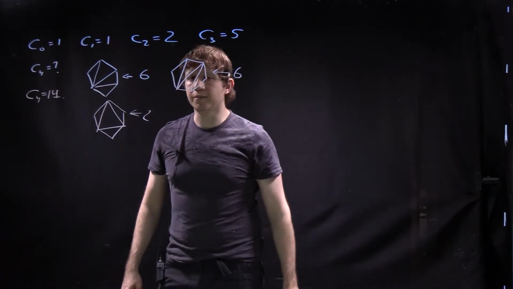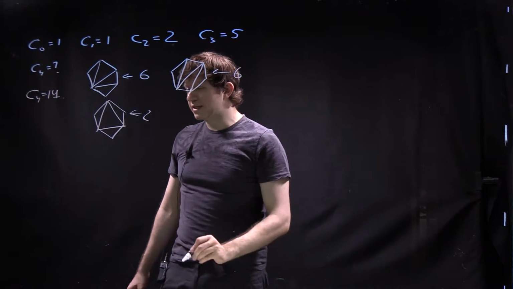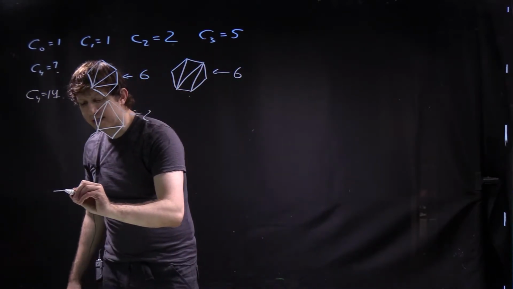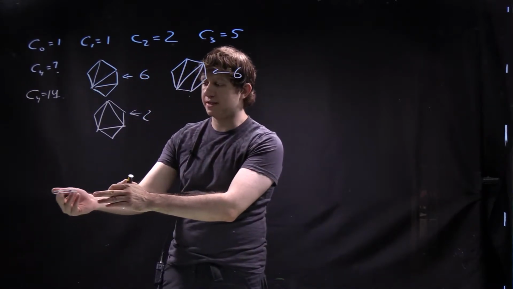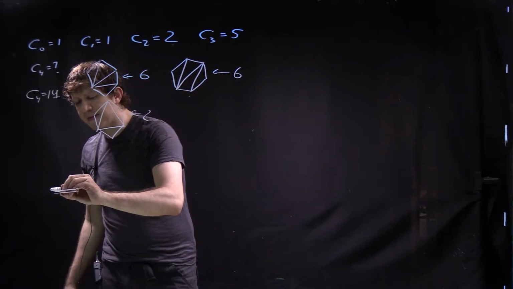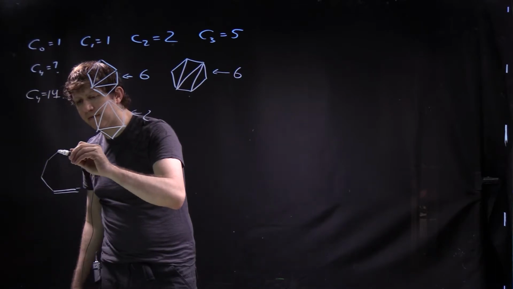So how shall we compute C5? Let's take a 7-gon, and I will draw a 7-gon with one side which is kind of special. I will draw this side as a base side. And then here's a 7-gon.